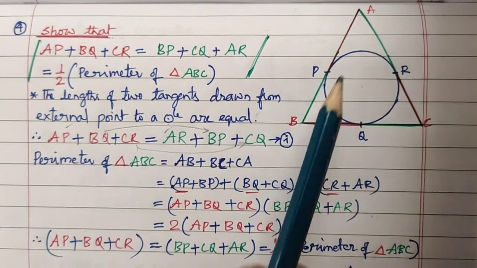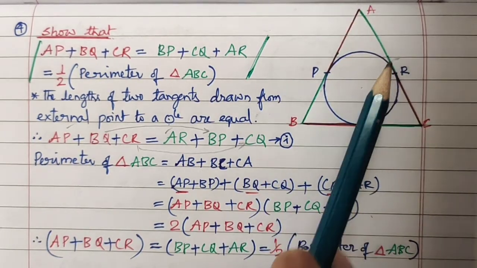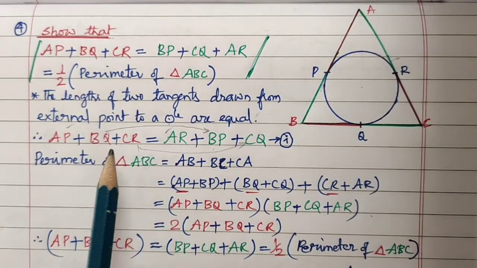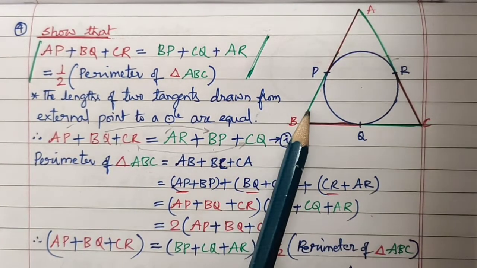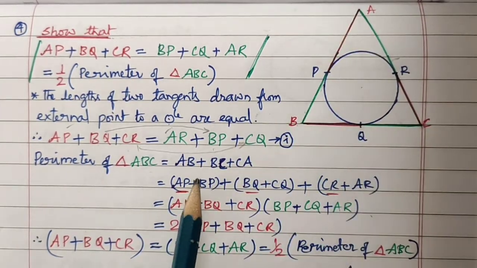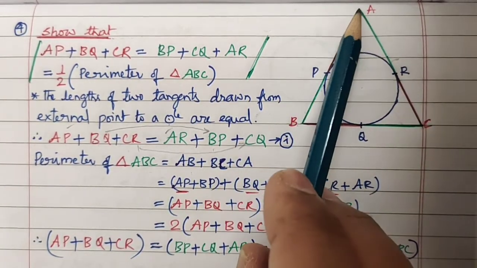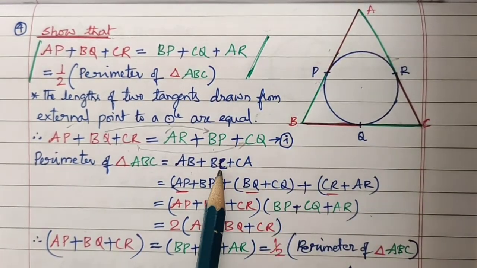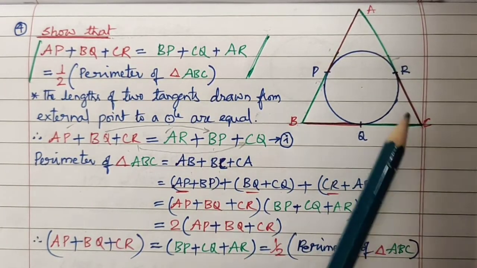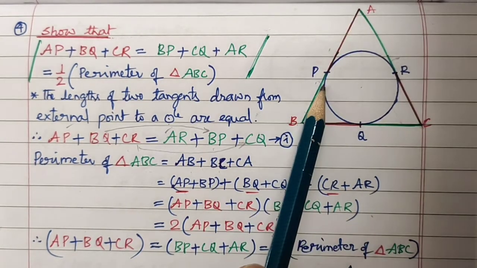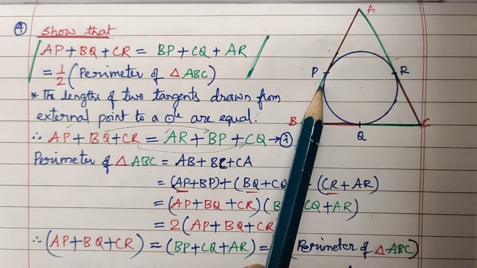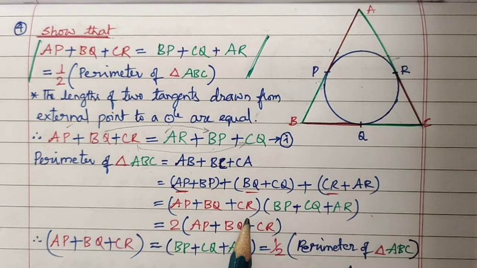AP is equal to AR, BQ is equal to BP, CR is equal to CQ. What is the perimeter? AB plus BC plus AC. AB can be written as AP plus BP. BC can be written as BQ plus CQ. We are rearranging AP plus BQ plus CR.